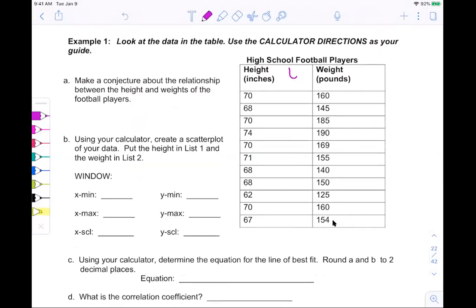So I'm just going to write us a little reminder. Just like a T-chart, the X is on the left, the Y is on the right. So this is page 20 in your packet.